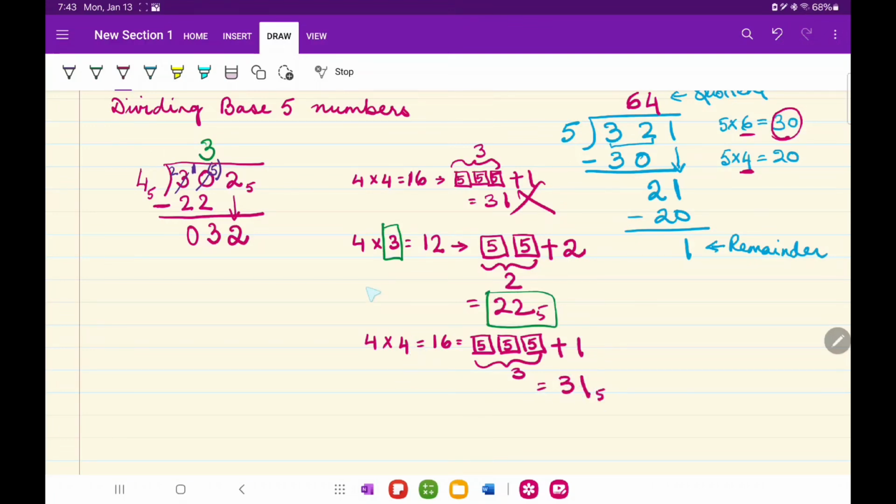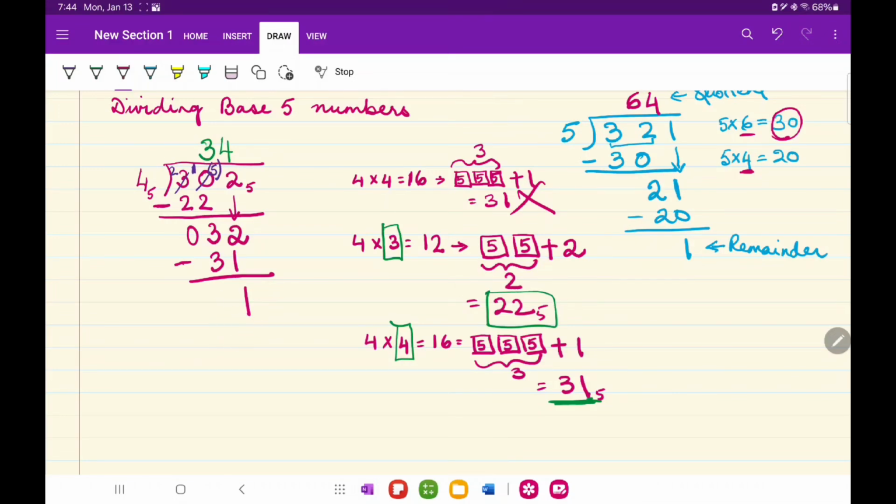So I'm going to write my 4. This 4 is going to go up next to the 3, and this 31 base 5 is going to come below 32. And now we perform the subtraction. Fortunately, we have a digit which is larger than the digit at the bottom. So 2 minus 1 is a 1, and 3 minus 3 is a 0.